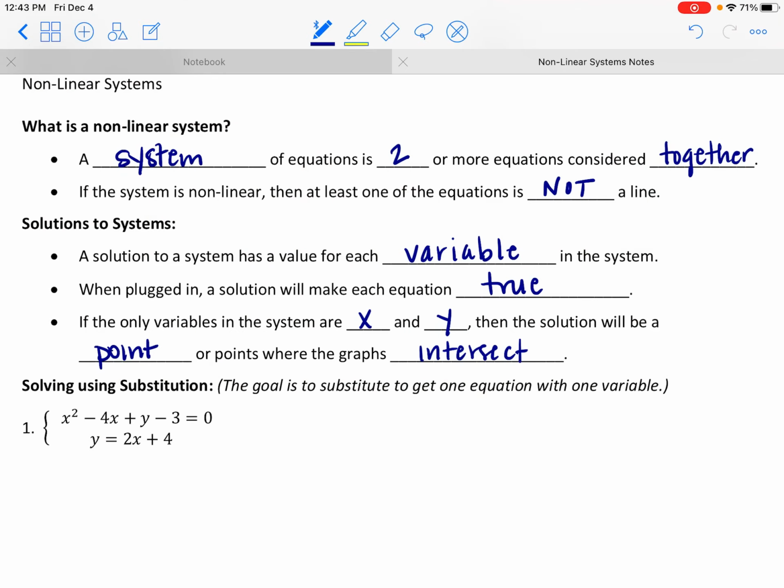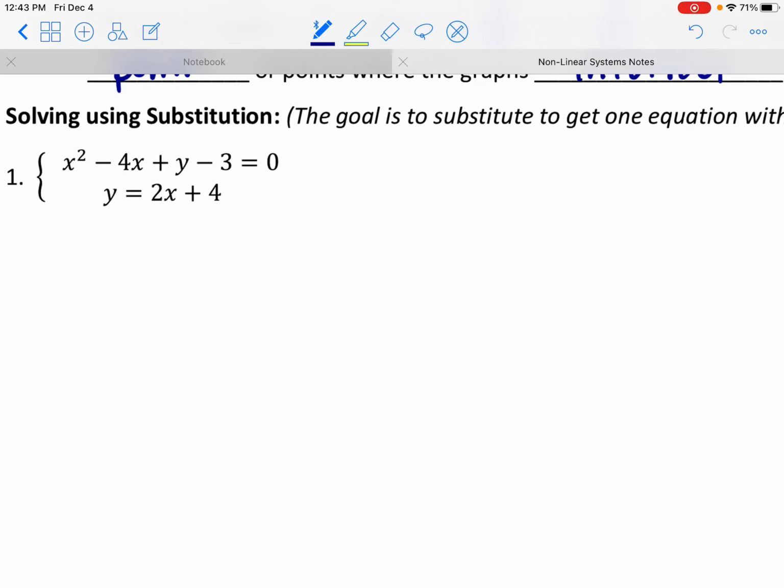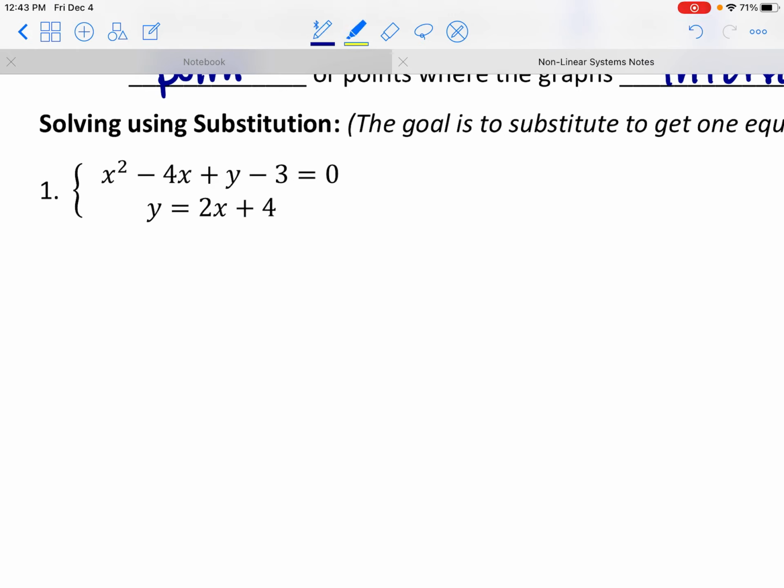Remember, with substitution, the goal is to get one equation with one variable by substituting in something that we know. So for example, here, and hopefully we recognize that this is a parabola. When you have a y to the first and an x to the second, it's a parabola and a line. So parabola and a line, just again, wrap your brain around this. If we're looking at a parabola and a line, a couple of things can happen.